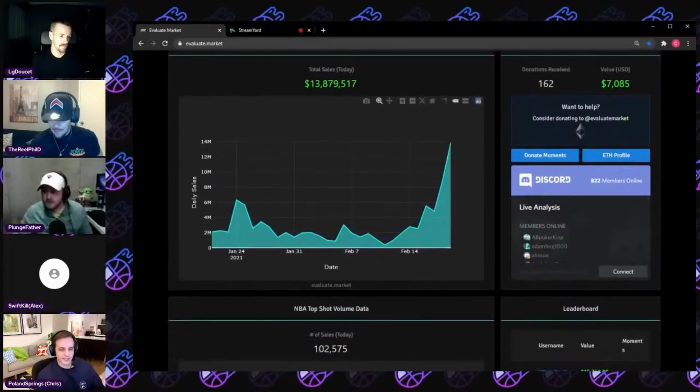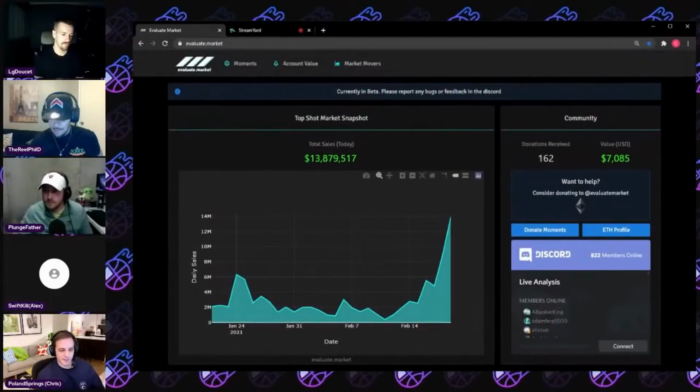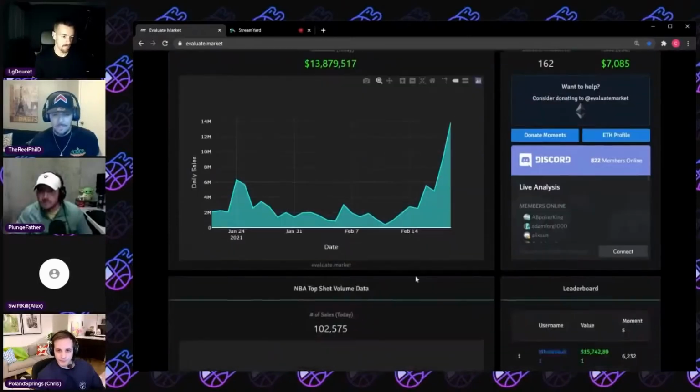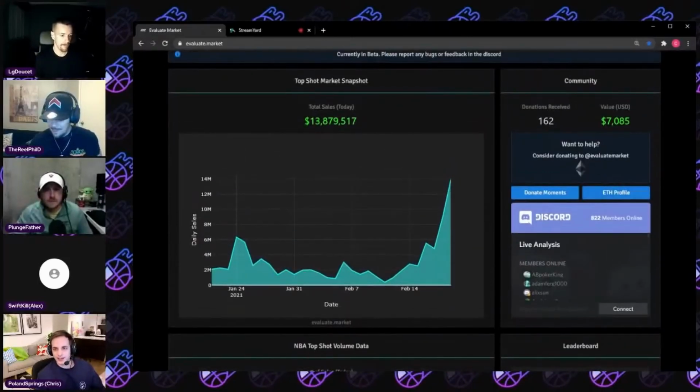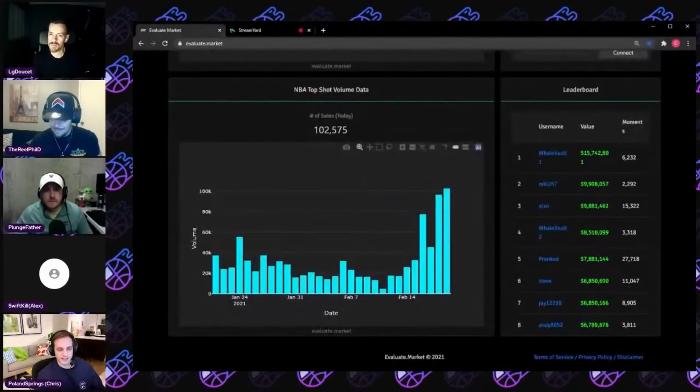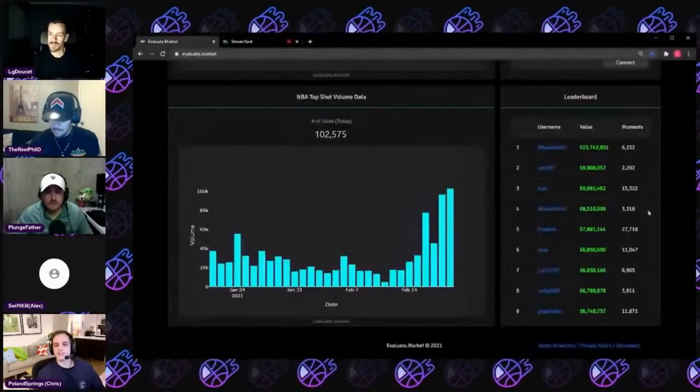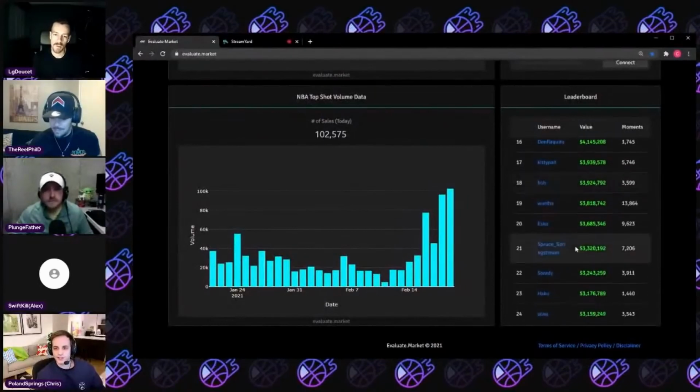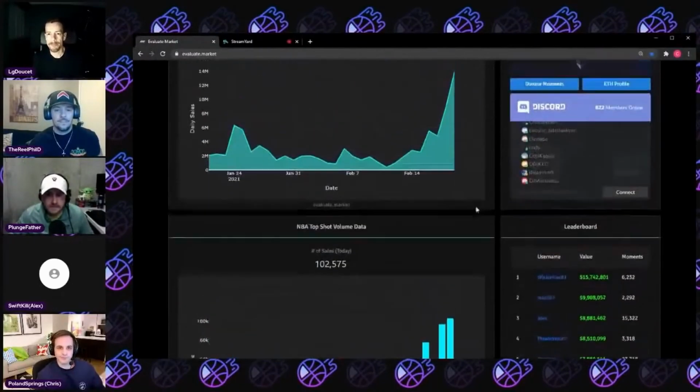So right here, we can see the daily sales. I remember back around January 24th when that looked like Mount Everest, and now it looks kind of like the bunny hill, but you can see day by day how much sales there were. On the top right, you can see how you can donate to the platform. So you can donate moments or you can donate ETH. You can also join our Discord. Underneath that, you have the volume for the market. So this is the number of sales. And then underneath there, we have the leaderboard. So you can see who the top 25 account owners are and how much is in their account.